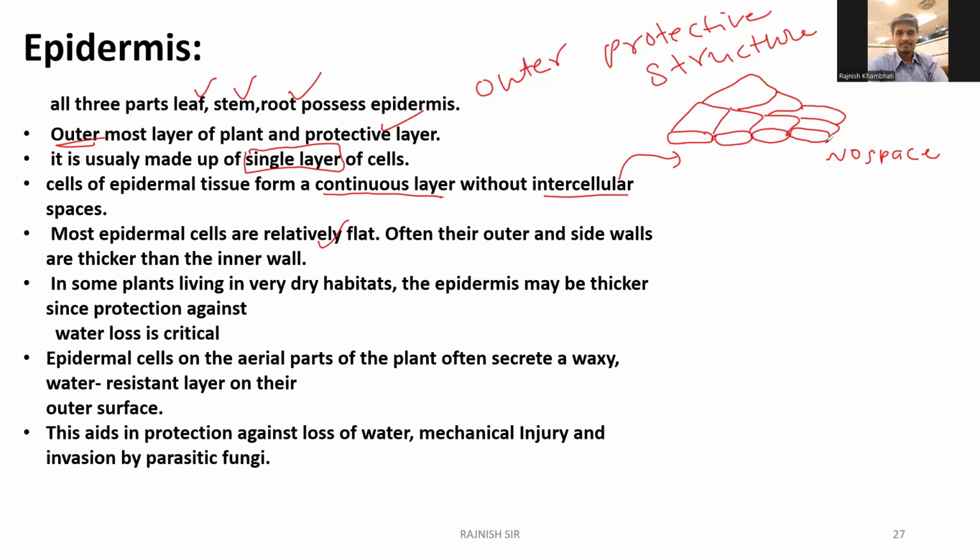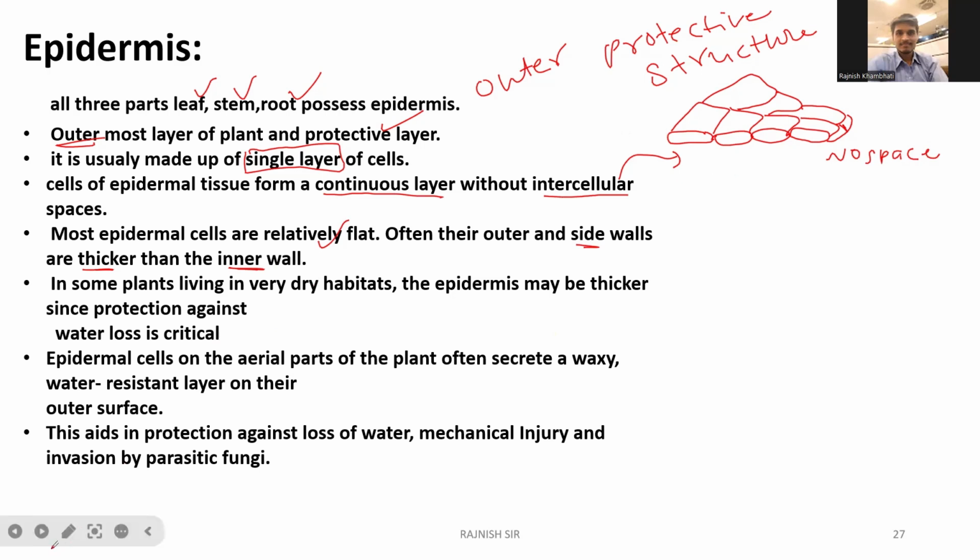They are flat, they are flat structure. Often their outer and side walls are thicker than the inner wall. Okay, the outside wall or side wall will be thicker.